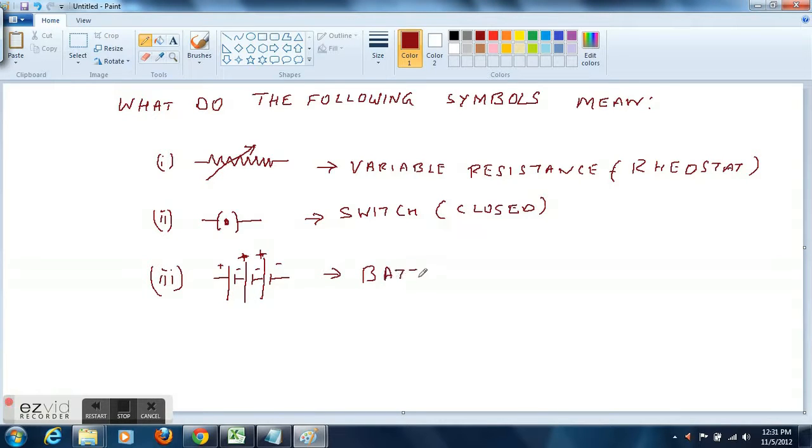This represents a battery. A battery is a collection of cells in series. It is a connection of cells in series. So this is a battery which consists of 3 cells.